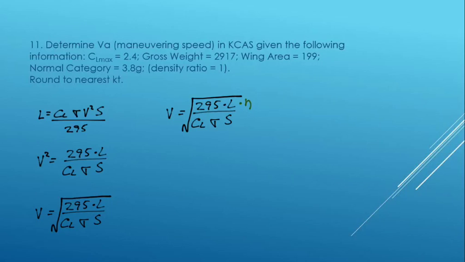Picking up at problem 11, we want to figure maneuvering speed for this normal category airplane. Start with the lift formula, solve it for velocity. Then we're going to simplify that formula so that we don't have the square on the velocity. So that puts the square root on the rest of the formula. And then we add in this load factor.